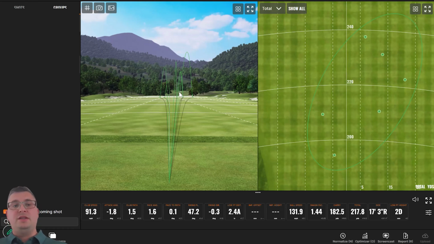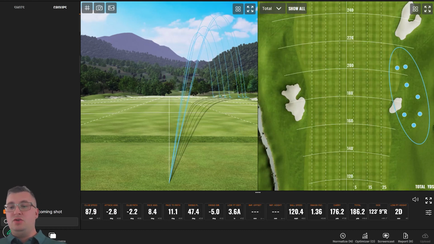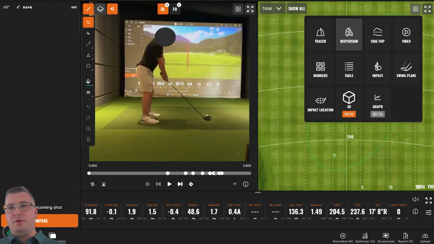And it's not a coincidence that those shots end up going straighter, albeit a little bit low, but definitely a lot straighter. Distance-wise, it went up. We're now hitting it 218 yards as opposed to the 186 yards that we had earlier on. So big improvement from that point of view.